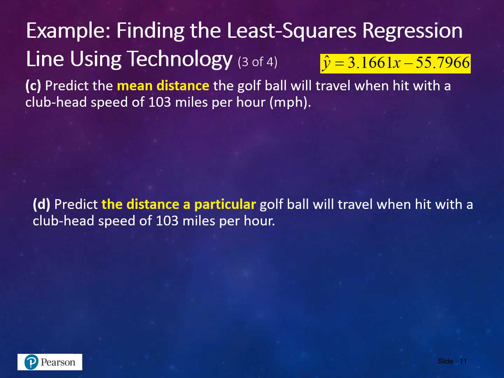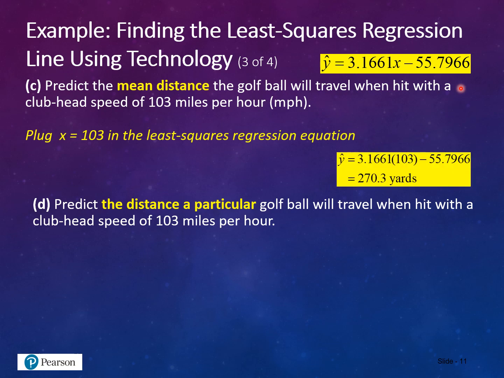Next, we want to predict the mean distance the golf ball will travel when hit with a club speed of 103 miles per hour. We did this by hand, and we're going to do the exact same thing, plugging this value in. So this is a calculation. Even though we use technology, we're still going to use the results from the technology, which were these two b0 and b1 values, and then plug it in. And so we get the same answer, 270.3 yards.